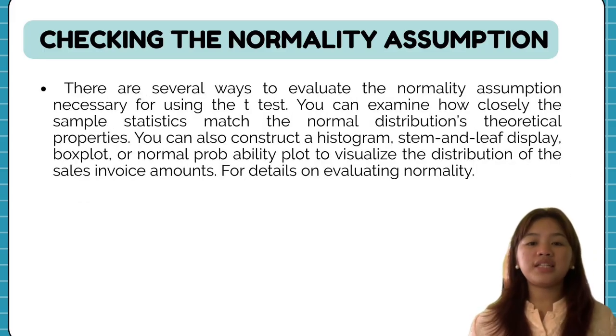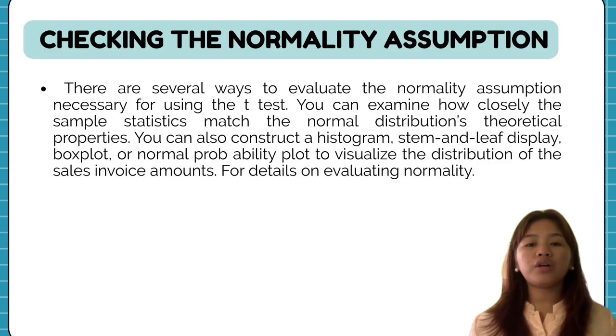To make sure the t-test is appropriate, we need to check whether the sample's data is roughly normally distributed. There are a few ways to do this. You can create graphs like histograms, stem and leaf plots, box plots or normal probability plots to look for signs of skewed data, outliers, or unusual patterns.